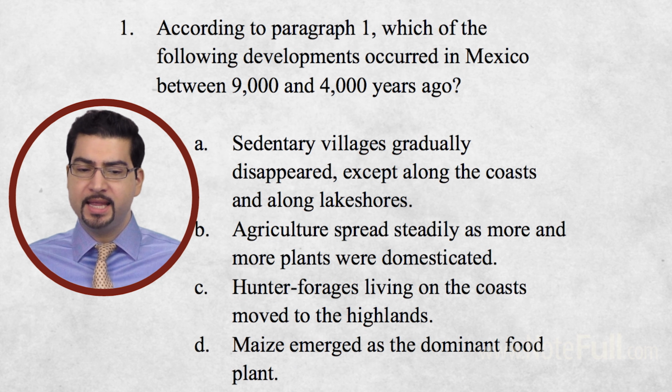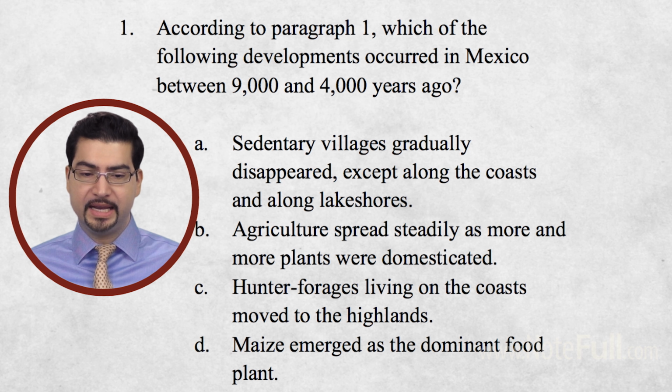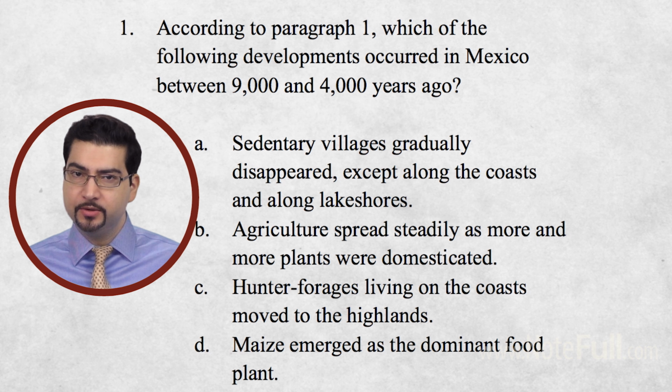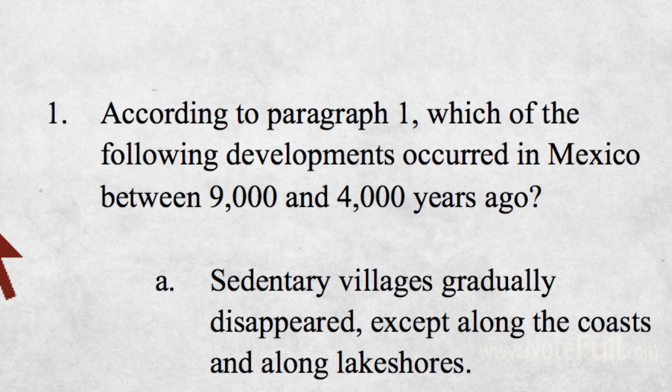So we're going to pretend that this is the first question you see on the screen, and it's a detailed question. How do we know? What's the first thing we do? We're going to read the question together. According to paragraph 1, which of the following developments occurred in Mexico between 9,000 and 4,000 years ago?